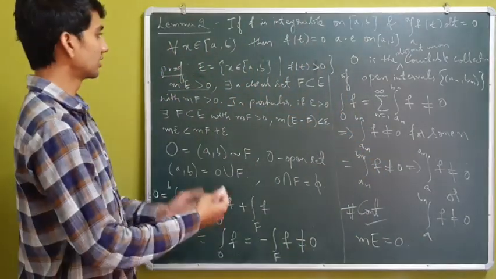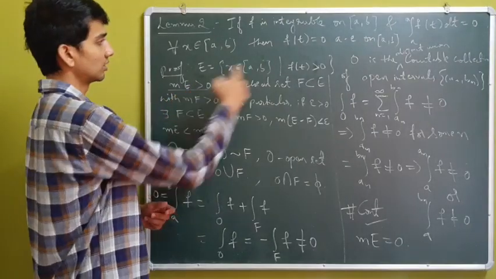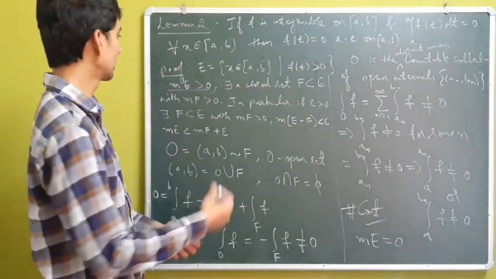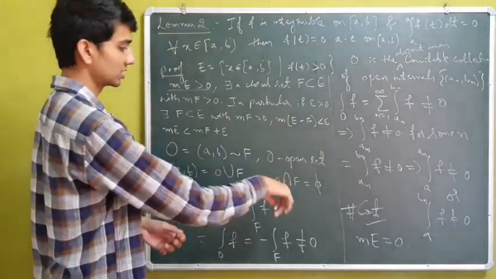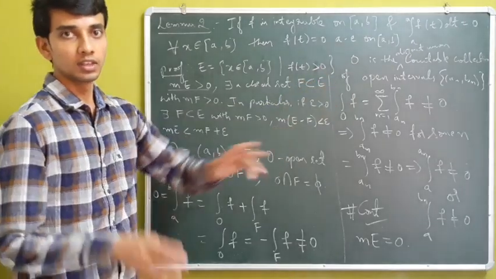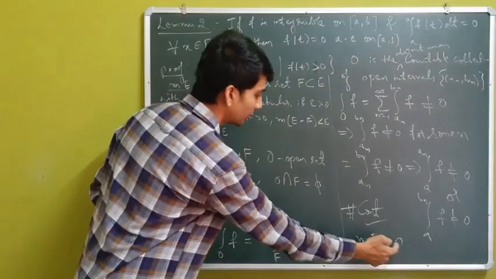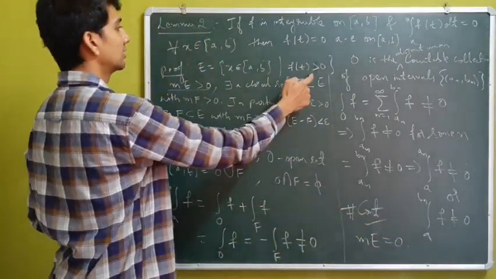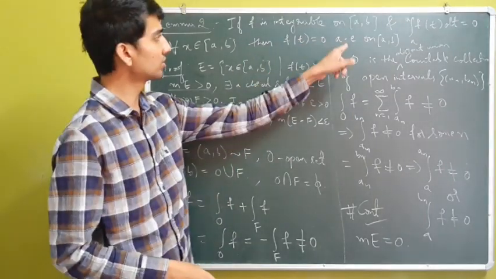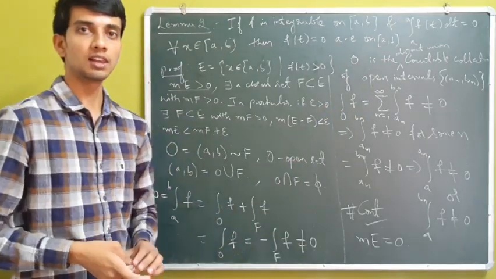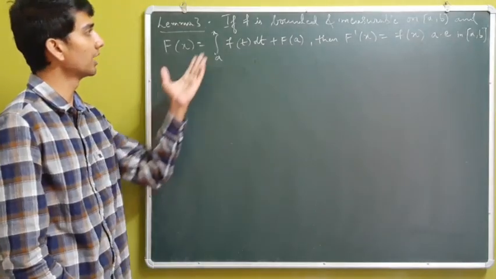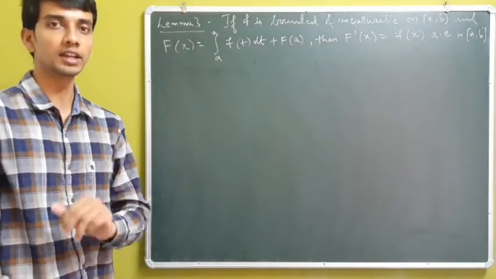Clearly, in the same way, if I assume f(t) is less than 0, I will arrive at the same contradiction, and on the same lines we have the measure of E to be 0 also if f(t) is less than 0. So if the measure of E is 0, that implies f(t) should be equal to 0 almost everywhere on the interval (a,b).